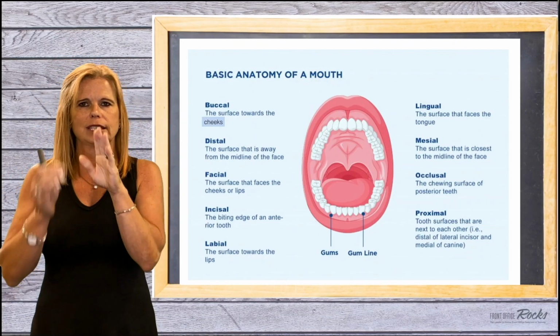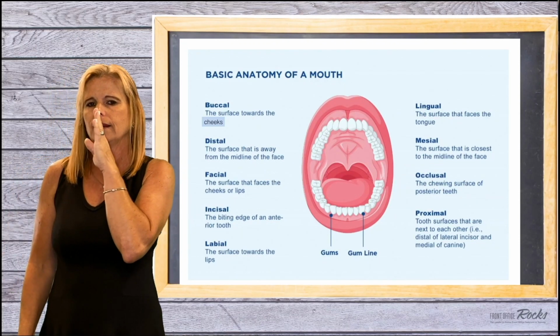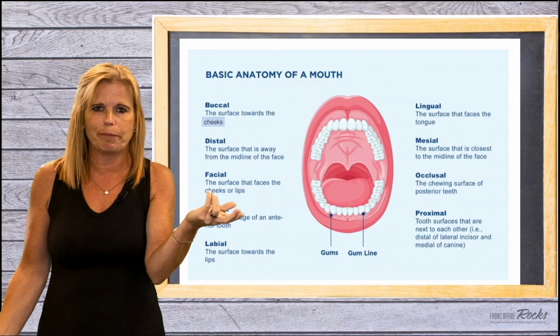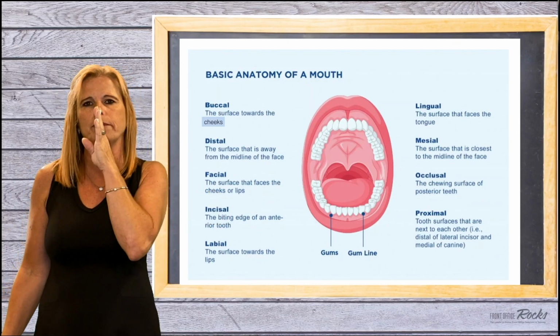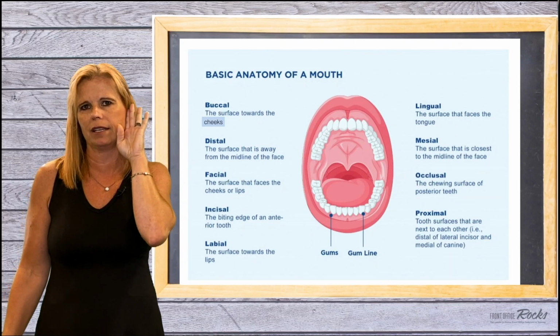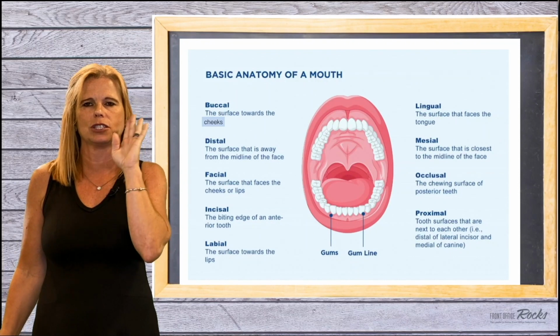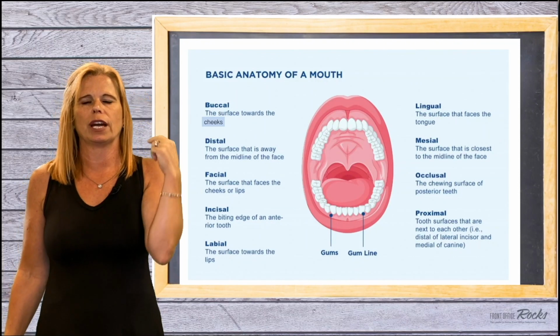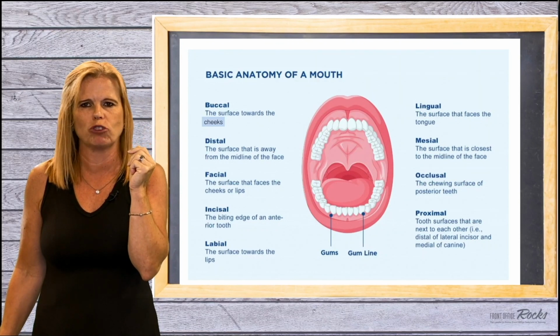Your distal is the surface going away from the midline. So remember, the midline's here. So all the, I'm going to say backs, right? Because all the backs of the teeth going away from the midline is your distal, okay? The facial is the surface that faces the cheeks or the lips. So the cheeks or the lips, okay? So the front right here, okay?